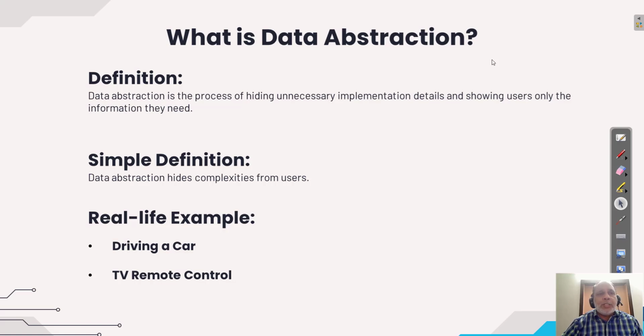Another example is the TV remote control. You have buttons to change the channel, and buttons to raise and lower the volume. When you press the button to change the channel, a lot of complex operations are carried out in the background, but you don't need to know about it. You just press the button and the channel is changed. Unnecessary complexities are hidden from view. This is another example of data abstraction.